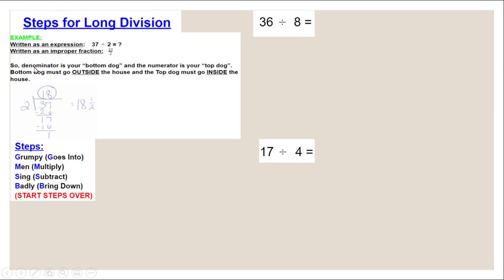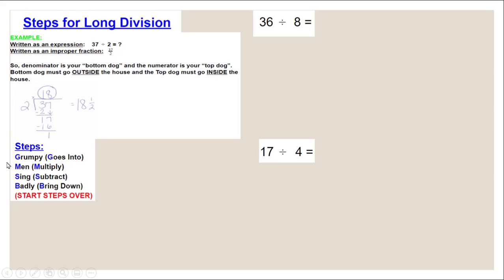So I like to think of our denominator as the bottom dog and the numerator as your top dog. That's just a cute little way to help us remember when we go to work out our long division where those numbers will go. Our bottom dog must go outside the house and the top dog must go inside the house. Our top dog's kind of our important one, so he gets to go inside the house, okay? This is my house here. Our top dog goes inside the house, that's the 37, and our bottom dog goes outside the house.